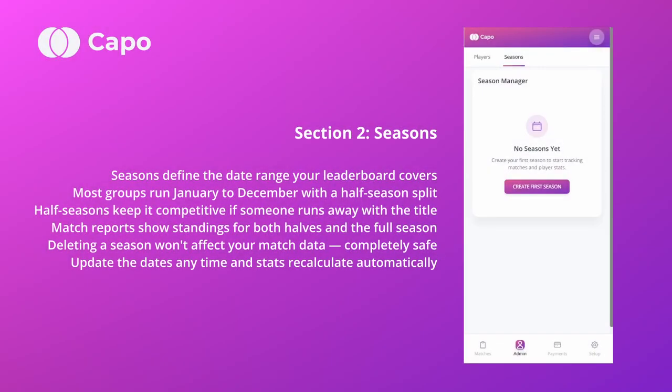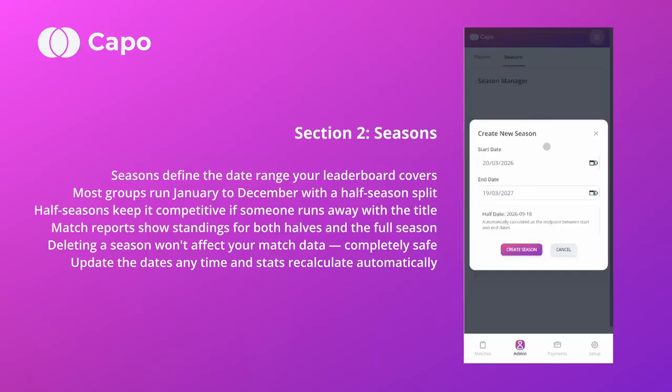I'm going to show you the most basic way to use Capo: setting up a season, adding players, and completing a match without anyone else involved. So we go to the admin section and go to the seasons tab. Here we can set up a new season. Seasons are just a period of time that the leaderboard covers. Our group plays with annual leaderboards, so we set our seasons up from January the 1st to December the 31st.